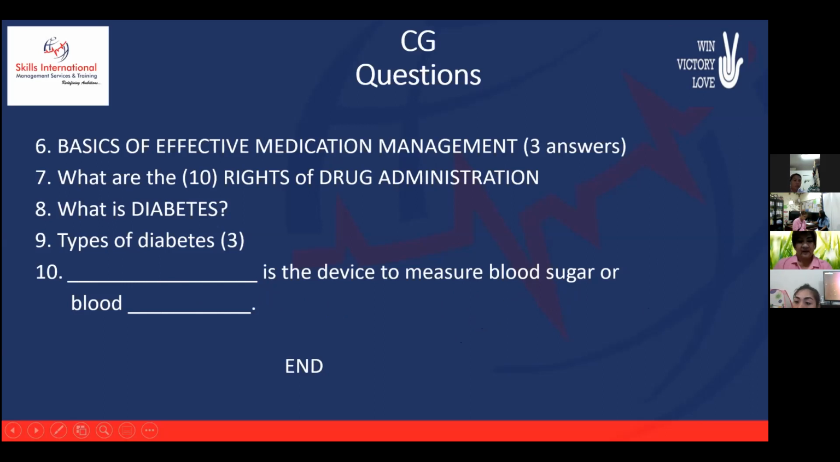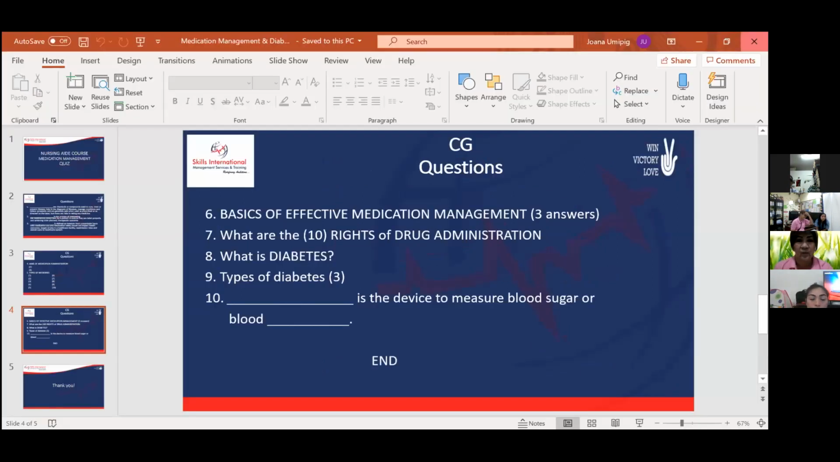Okay, so this is our medication management with the diabetic management. So please make sure that you remember this. You have to remember. Okay, so let's go to our lesson for today.